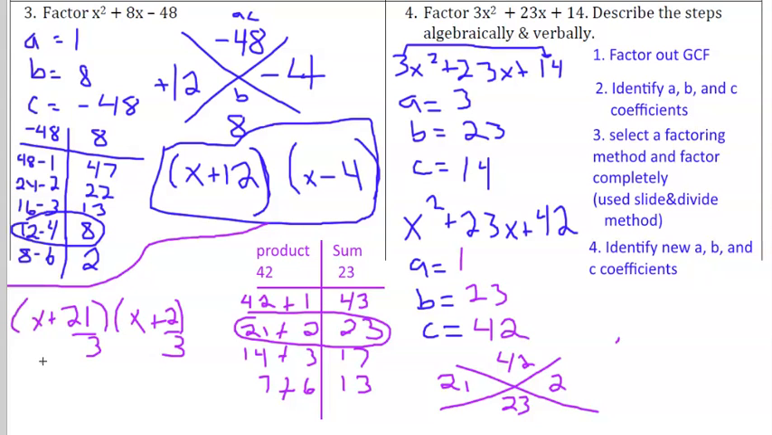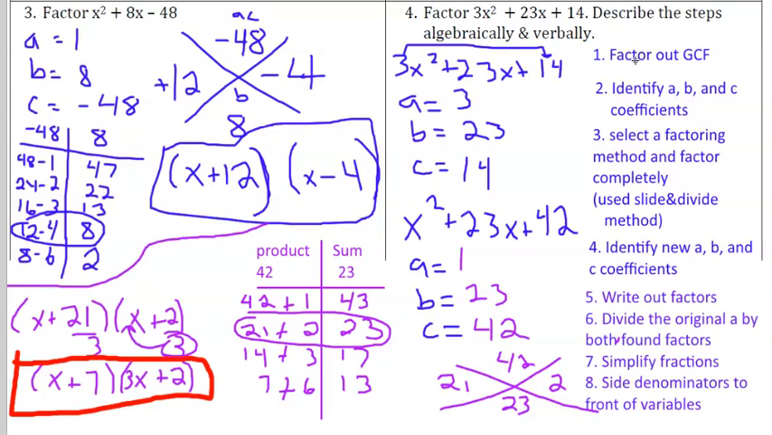Simplify the fractions as much as possible. So we have x plus 7 and x plus 2 over 3. This is already reduced, but we don't want a denominator inside of our factors, so we slide it to the front. So we have 3x plus 2. And this is our factored form. So these would be your algebraic steps, and these are your verbal steps.